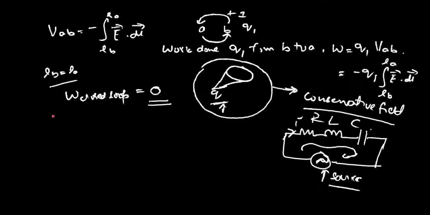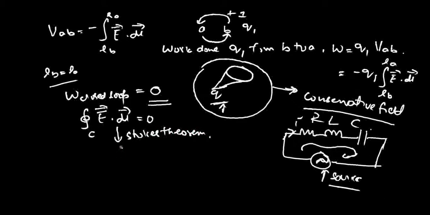Now when RA is equal to RB, mathematically, we know that it is a closed loop, so the line integral of E dot dl is equal to 0. And if you apply Stokes theorem to this equation, Stokes theorem converts line integral to surface integral. So this is the surface integral of del cross E dot ds is equal to 0, without loss of generality.